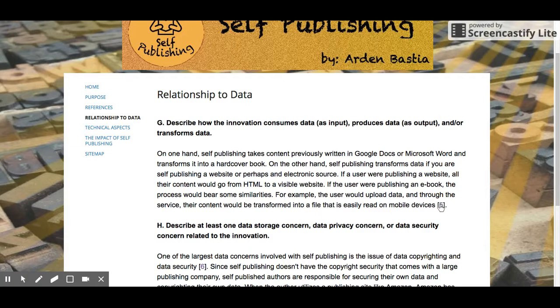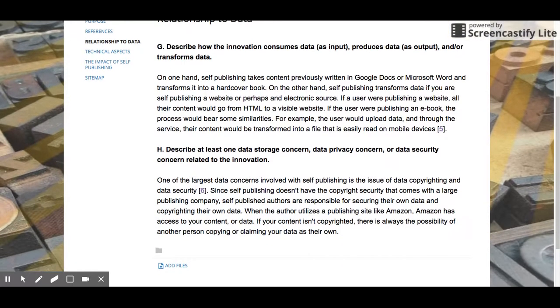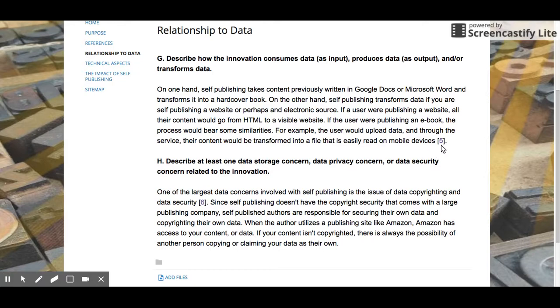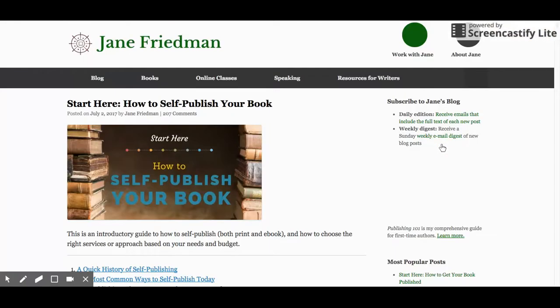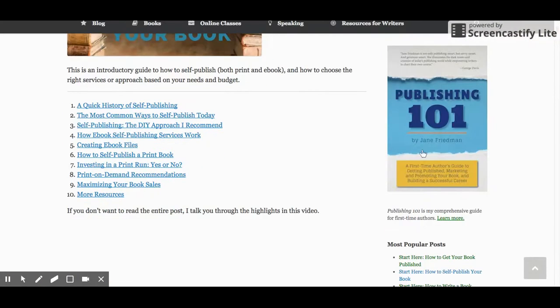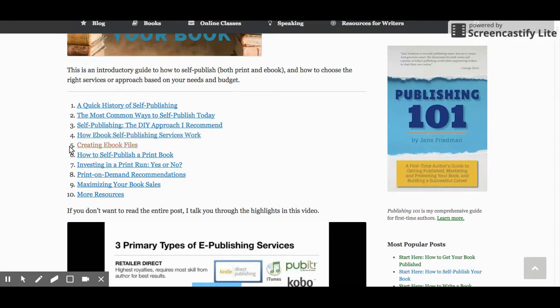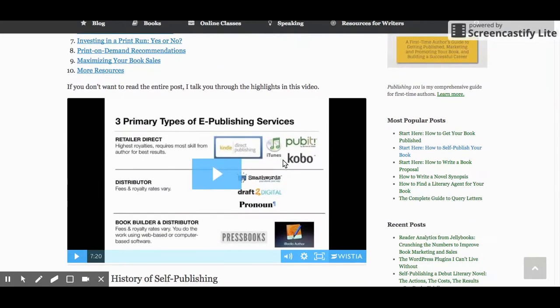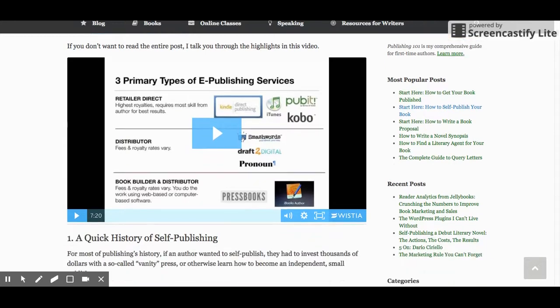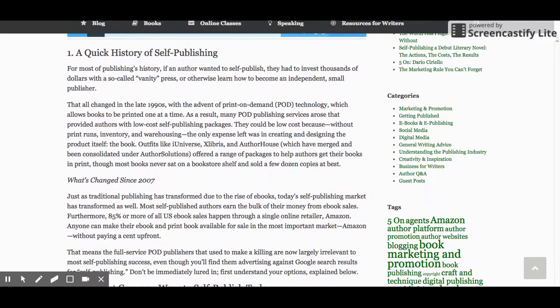So one of the really interesting resources right here is all about self-publishing on a website. So when you do an ebook file, that's going to deal a lot with that data input. That's going to deal with translating your written words into data that can be read on tablets, Kindles, computers, and everything like that.